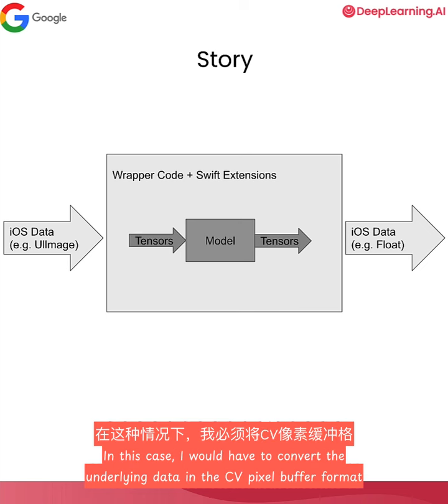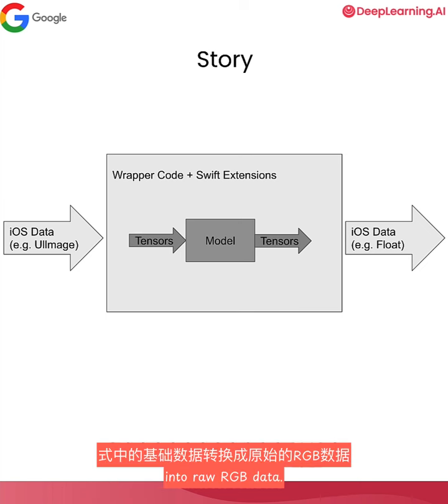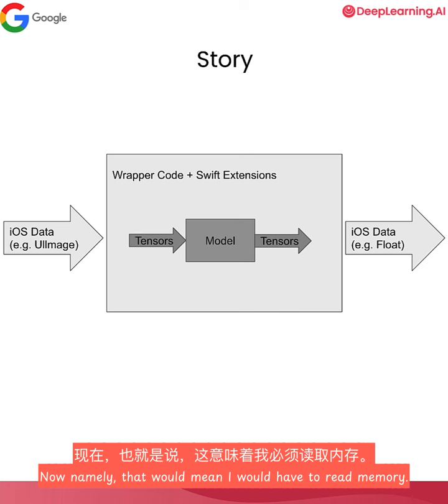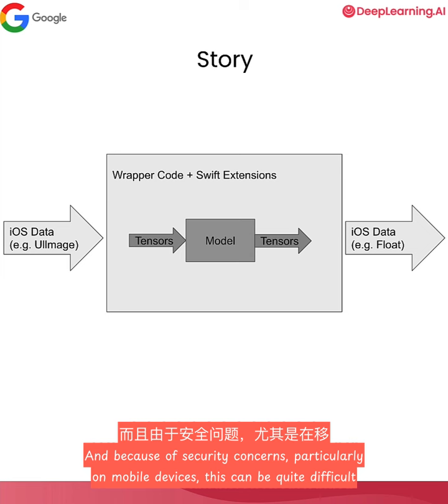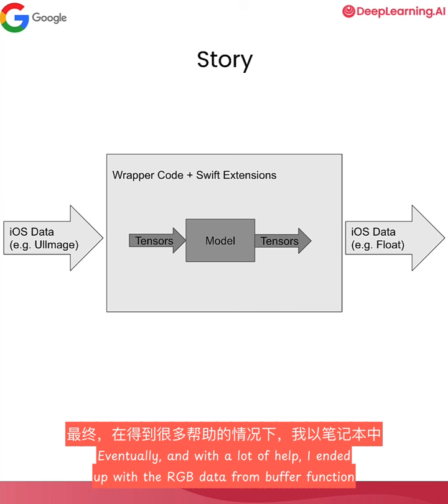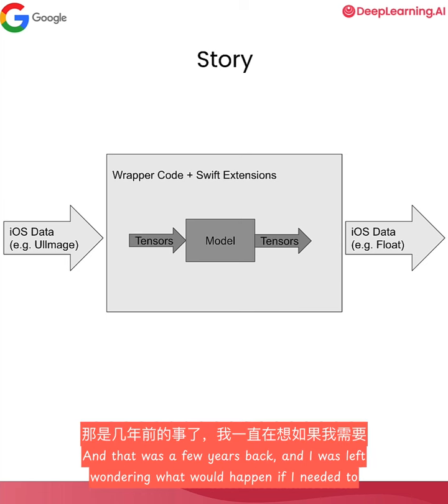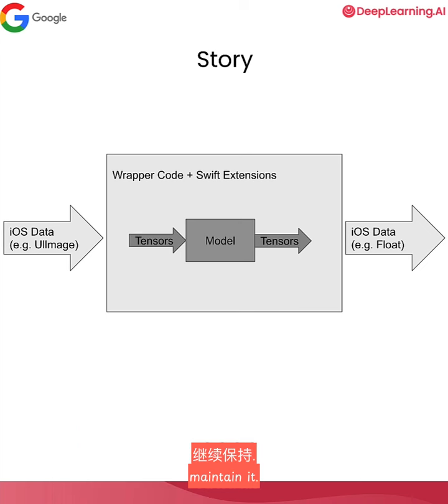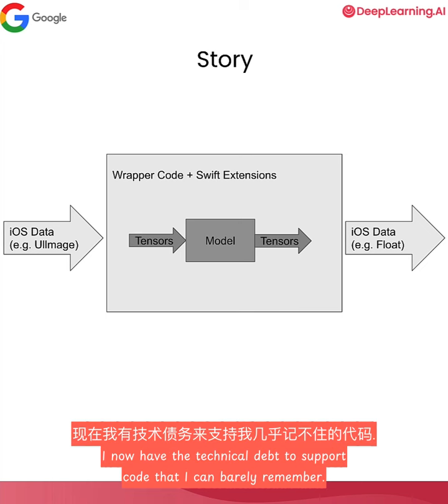In this case, I would have to convert the underlying data in the CV pixel buffer format into raw RGB data. Namely, that would mean I would have to read memory, and because of security concerns, particularly on mobile devices, this can be quite difficult to do. Eventually, and with a lot of help, I ended up with the RGB data from buffer function in the code that you'll see in the notebook. And that was a few years back, and I was left wondering what would happen if I needed to maintain it. I now have the technical debt to support code that I can barely remember.